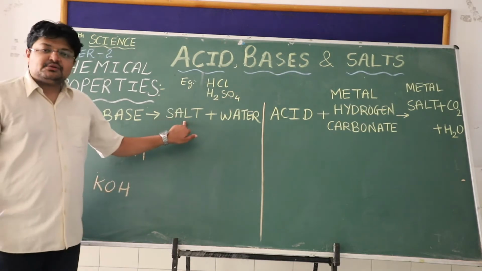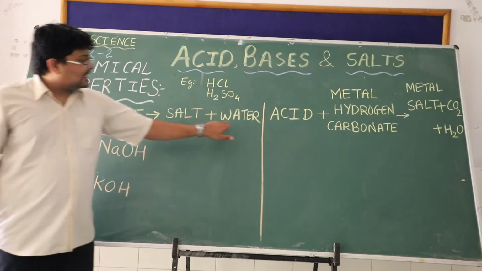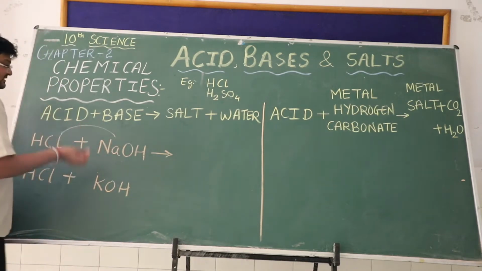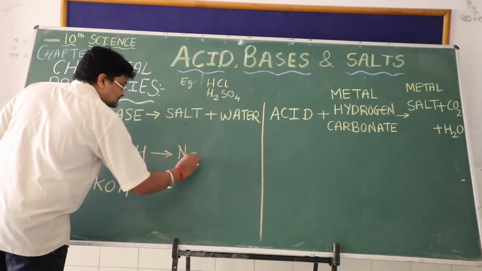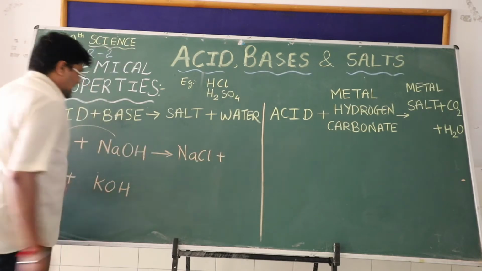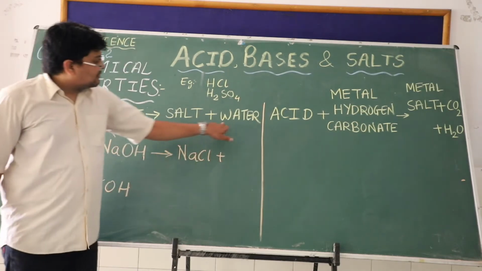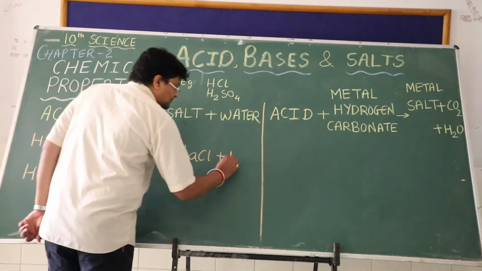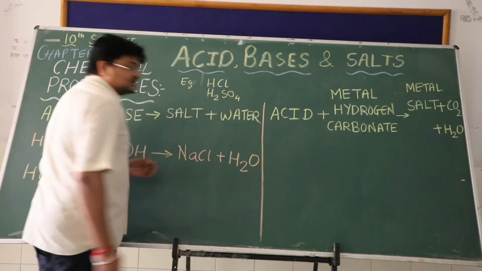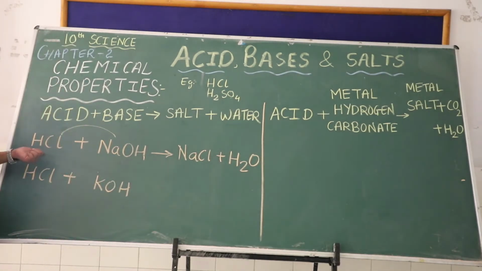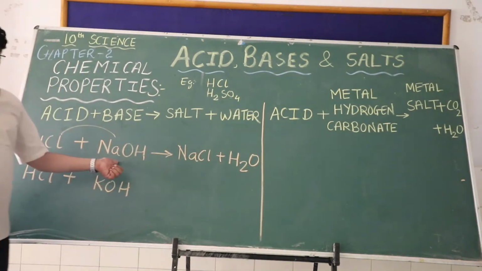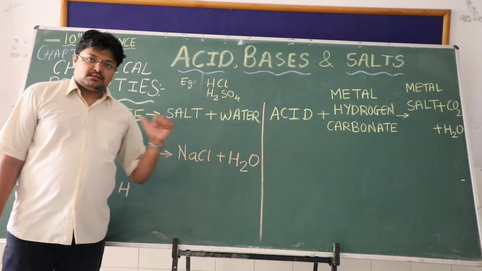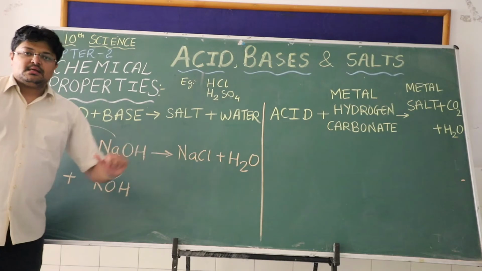Now what does it form according to the general equation? Salt and water. So here what will be the salt? Na reacts with Cl, forms NaCl, sodium chloride. And as I told you in the general reaction, what will be formed? Water. So OH and 1 H, so it will form water, H2O. Very simple reaction. Hydrochloric acid reacts with sodium hydroxide base, forms sodium chloride and water. So this is your reaction.